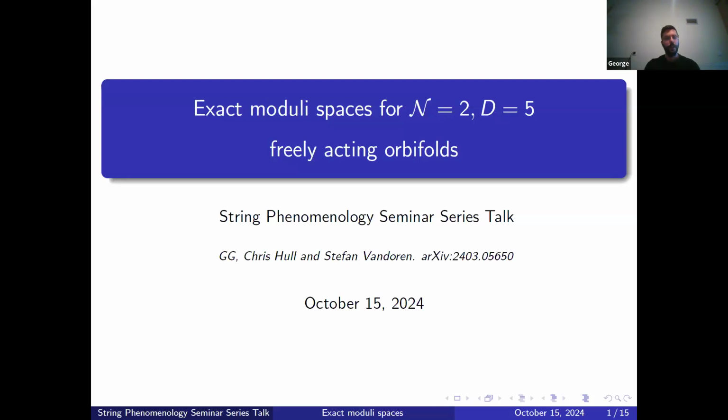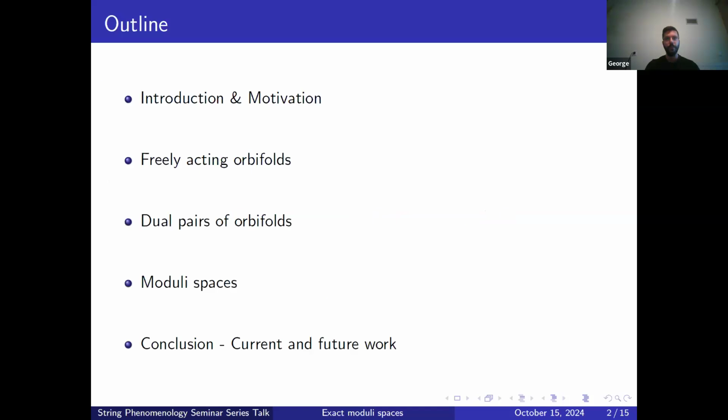This talk is based on a recent paper that we had with Chris Hull and my advisor, Stefan van Doren. Let me first give you the outline of the talk. I will start with an introduction and a motivation, and then I will briefly review freely acting orbifolds. After this, I will explain how we can construct dual pairs of orbifolds, and this will be a strong-weak duality between two freely acting orbifolds. Then I will go into some details and discuss the moduli spaces of these orbifolds, and I will end with a conclusion and some comments on current and future work.